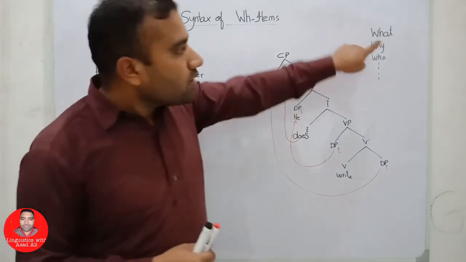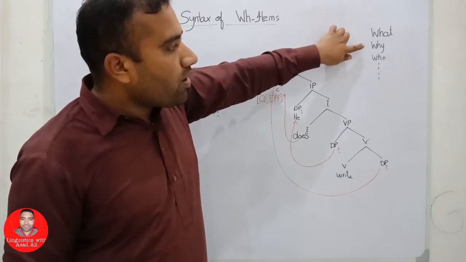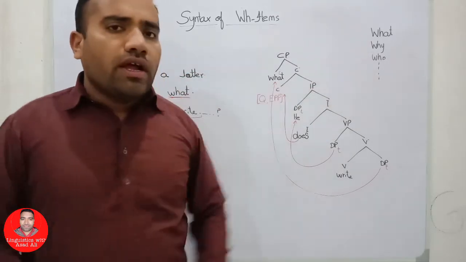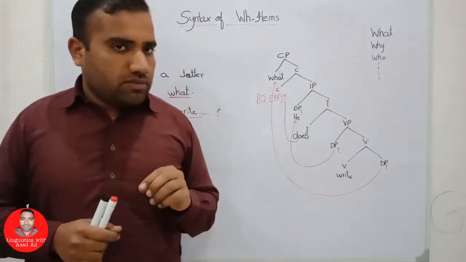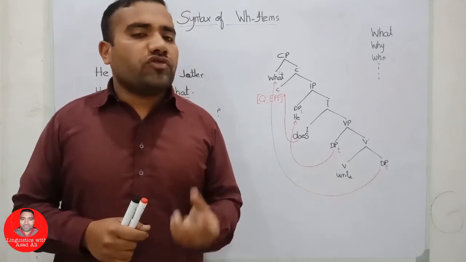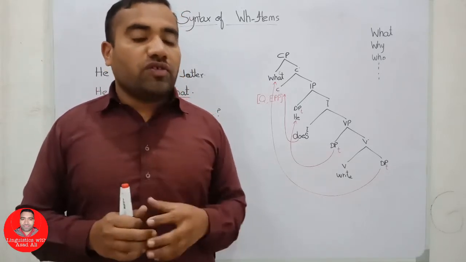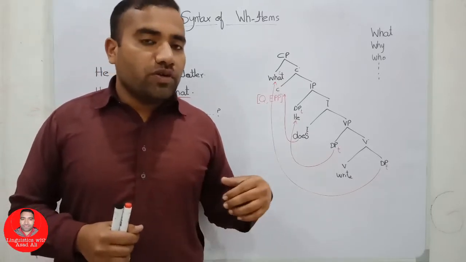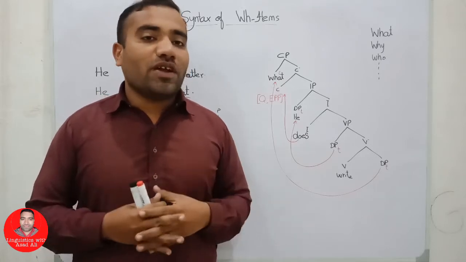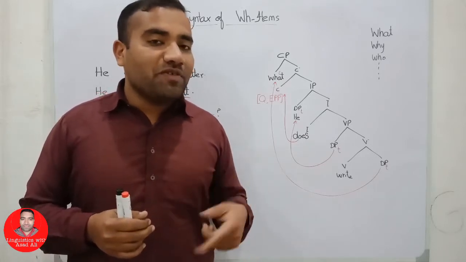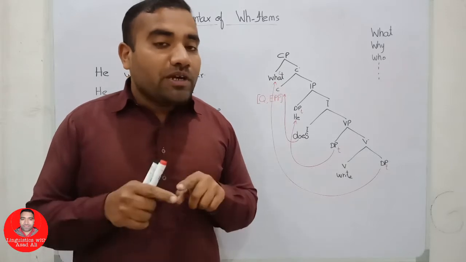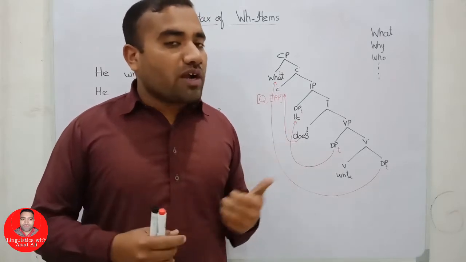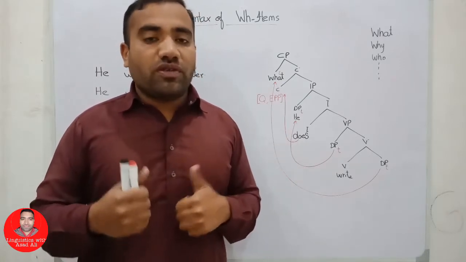WH words are what, why, who, and in this way you can find the WH words, and you can put them in the class and ask some inquiry. These are the WH items, and in this video we are dealing with the syntax of WH items and how these words operate within the derivation and make the sentence a questionable sentence. This is our core point in this video, and let's see the data.